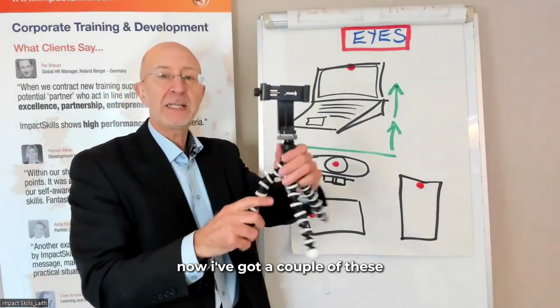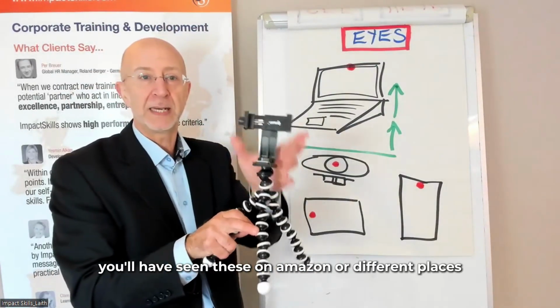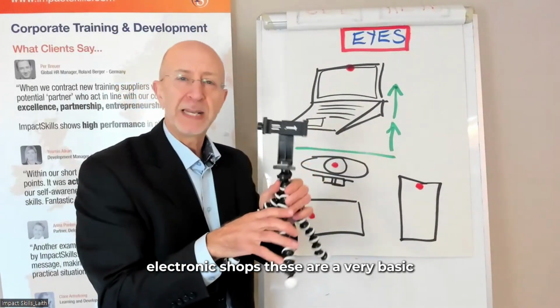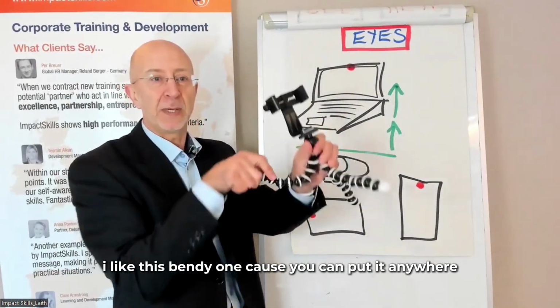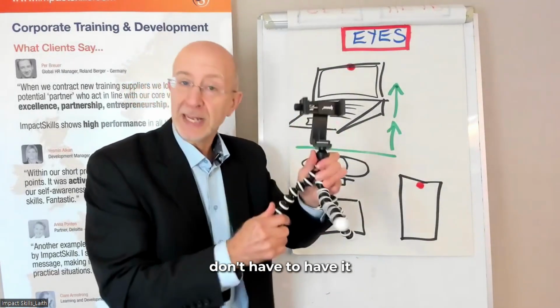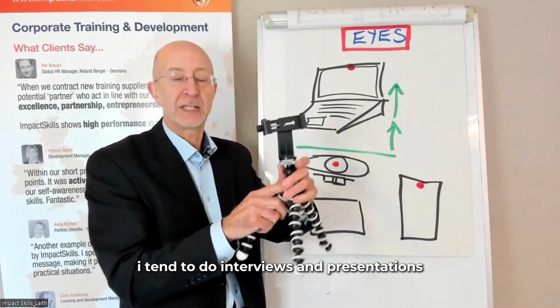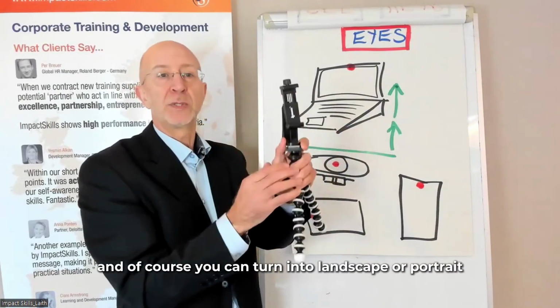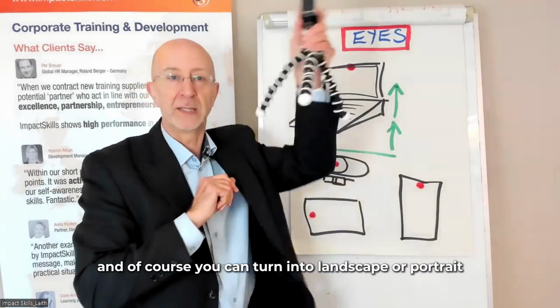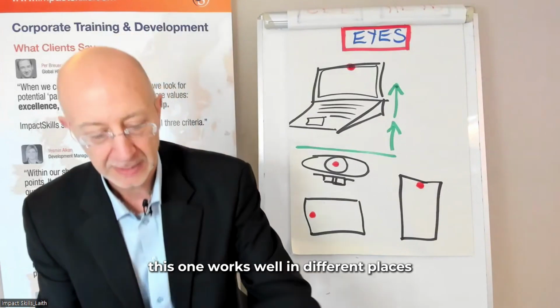Now, I've got a couple of these. You'll have seen these on Amazon or different places, electronic shops. These are a very basic little piece of equipment. A little tripod. I like this bendy one because you can put it anywhere. Don't have to have it. I tend to do interviews and presentations all over the place, so these little bendy things work really well. And of course, you can turn it into landscape or portrait. This one works well in different places.